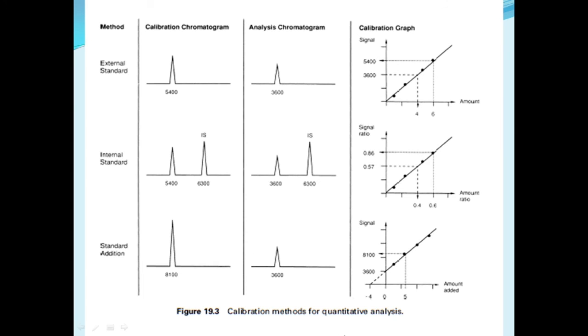This figure 19.3 shows calibration methods for quantitative analysis. I already explained these three types, A, B, C: external standard, internal standard, and standard addition. This shows the calibration chromatogram, analysis chromatogram, and calibration graph, signal versus time, for external standard, internal standard, and standard addition.